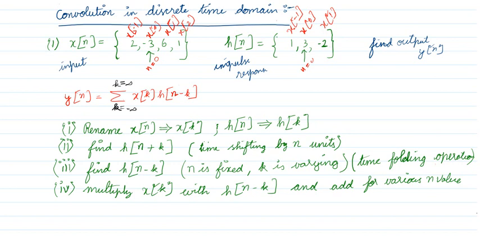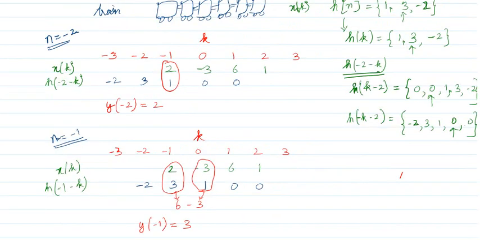First, we are renaming x of n with x of k, h of n with h of k. Then we are time shifting by n units. Then we are doing the time folding operation. And then what do we do? We multiply x of k with h of n minus k. Then we will add for various n values. Now we will go into the second technique.